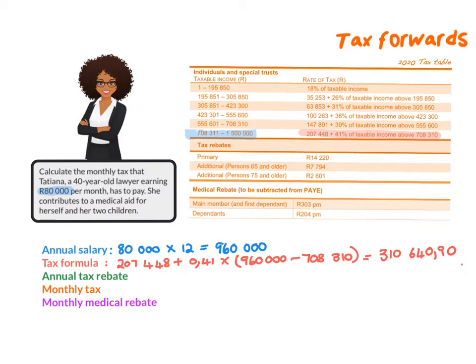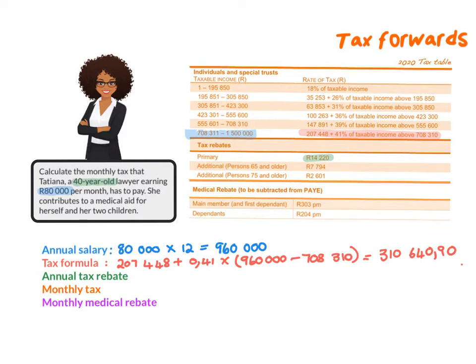So as you can see, that is quite a substantial amount. Luckily, she gets a rebate, and because the information here has told us that she is 40 years old, we know that she is under the age of 65, and therefore she only receives the primary rebate.